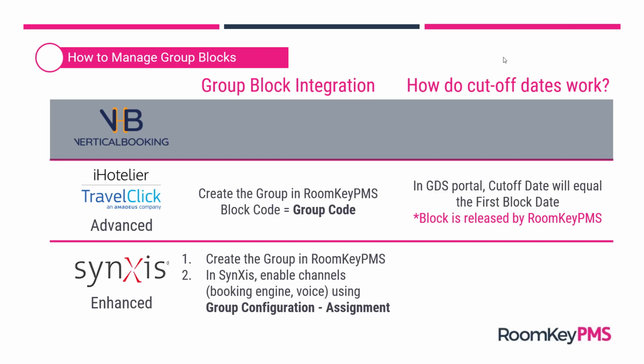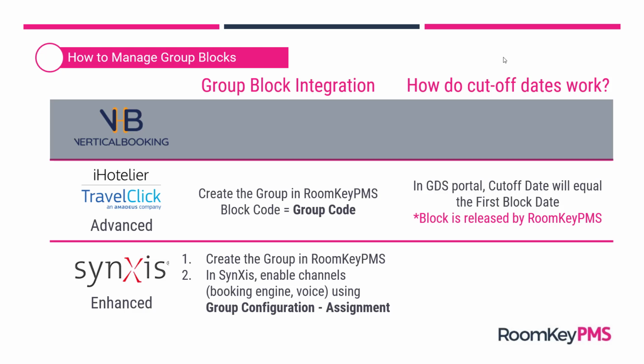So RoomKey is the one who is triggering the release of those rooms. So as of the cutoff date in RoomKey, June 1st, any rooms that are not booked or picked up for that block will automatically be released. So even in iHotelier, if a guest tries to book after June 1st, there would be no inventory available. They would have to contact the hotel directly to book.